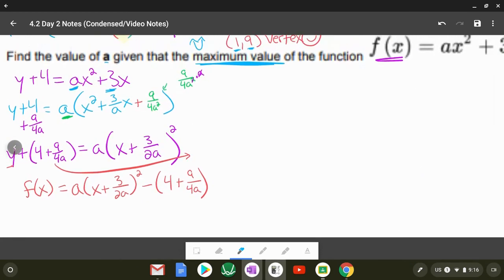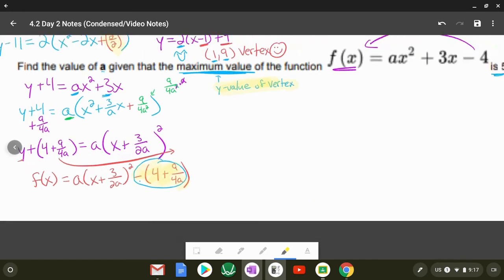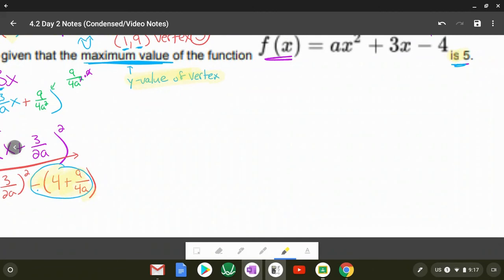But it's telling us that the maximum value is the y value of your vertex. Well, in vertex form, where is the y value of my vertex? The y value of my vertex is right here. I didn't point it out before, but you have to be very careful about this negative here. So now all we have to do is understand that since the y value of my vertex is 5, I can just say negative 4 plus 9 over 4a equals 5.